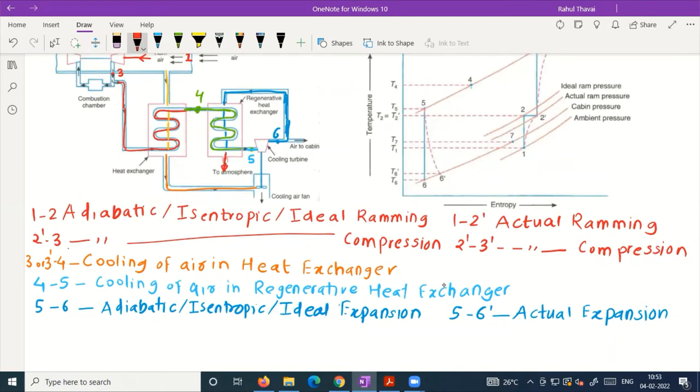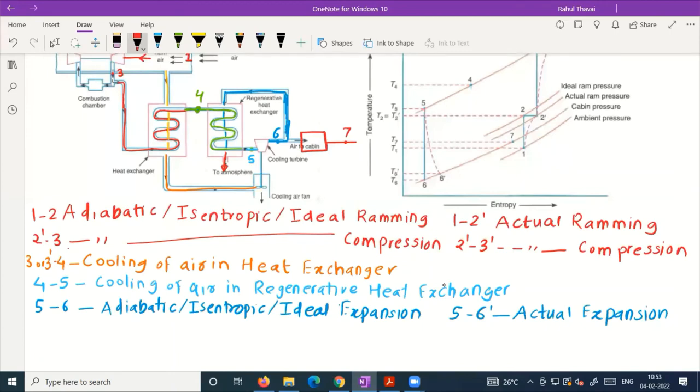Now once it is getting out at point number 6, the air is supplied to the cabin. So here I'll mention that this is a cabin. 6 is the inlet to the cabin, 7 is the exit of the cabin, right? So what happens? When you supply the cold air into the cabin, the cold air is going to abstract the heat from the cabin. As a result, what happens?